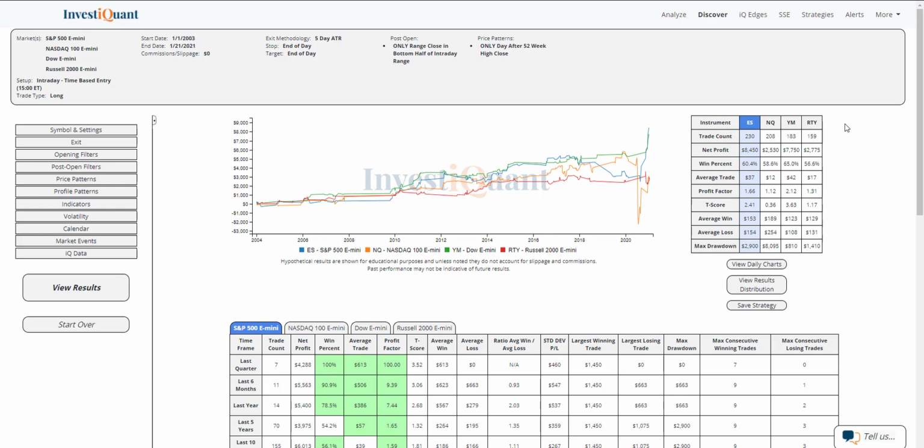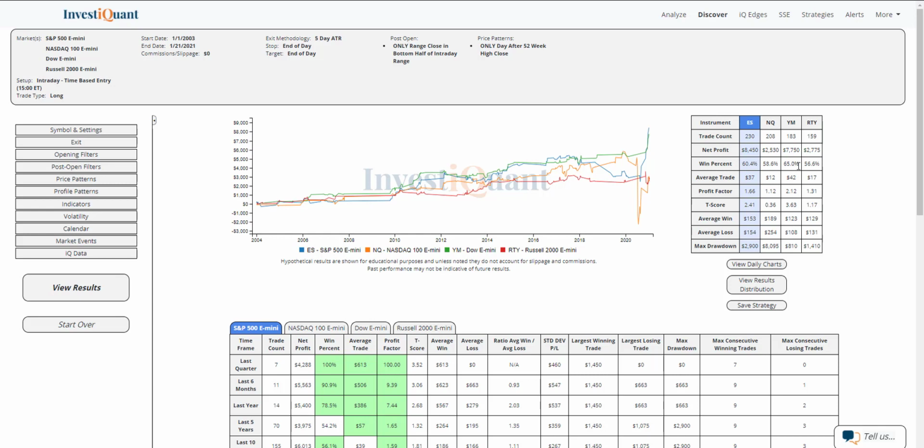The S&P has 230 samples, the Nasdaq 208, the Dow 183, and the Russell 159. So very healthy sample sizes there. And if we take a look at the win rates on these, they are all leaning a little bit more towards the long side. So big sample sizes and win rates leaning towards the long side here in the S&P with a 60% win rate. The Nasdaq coming in at about 59%.